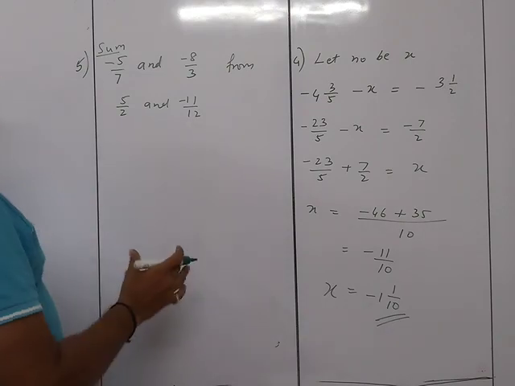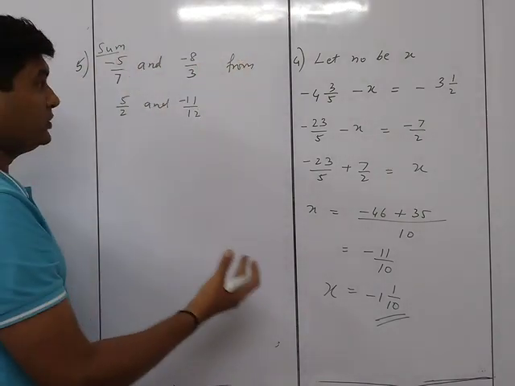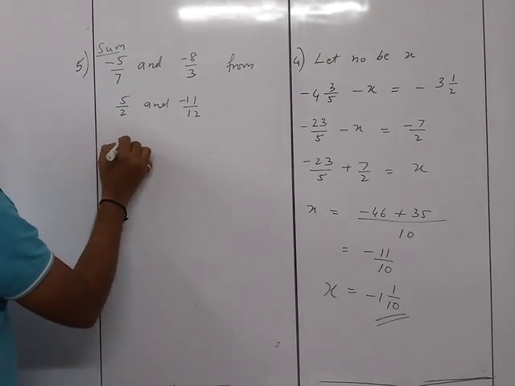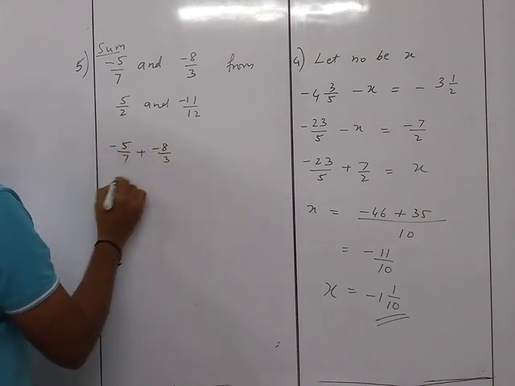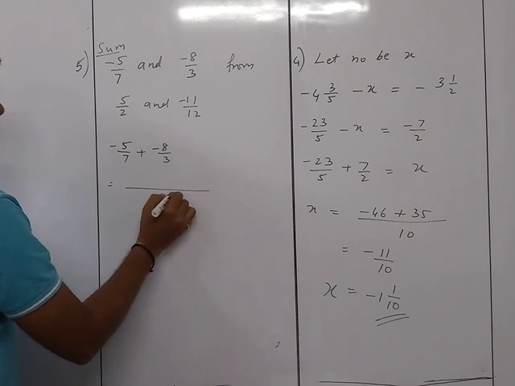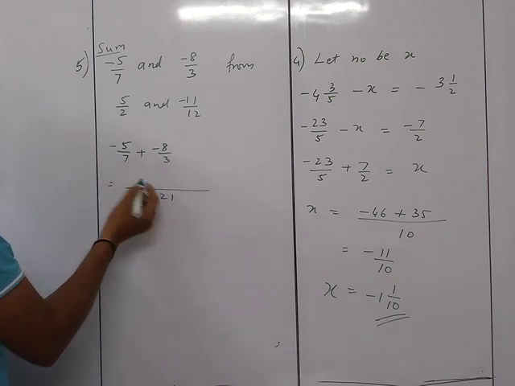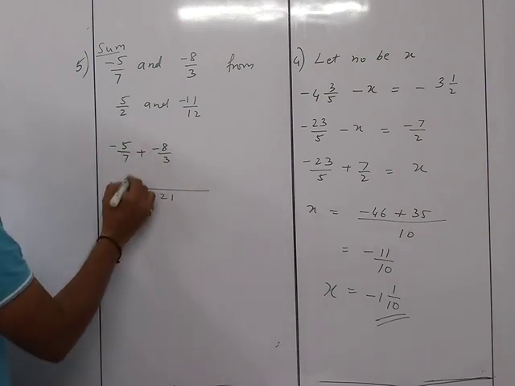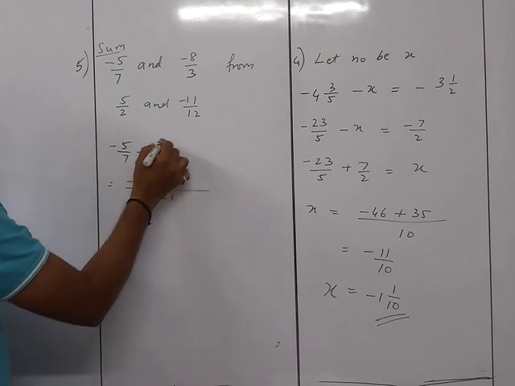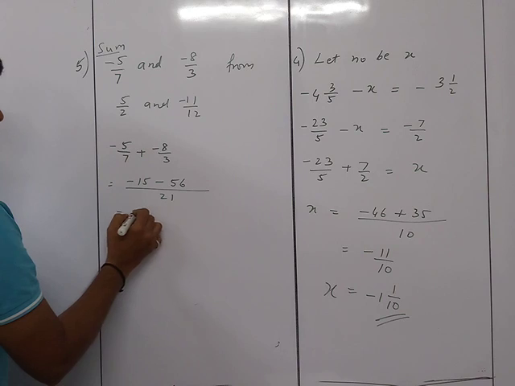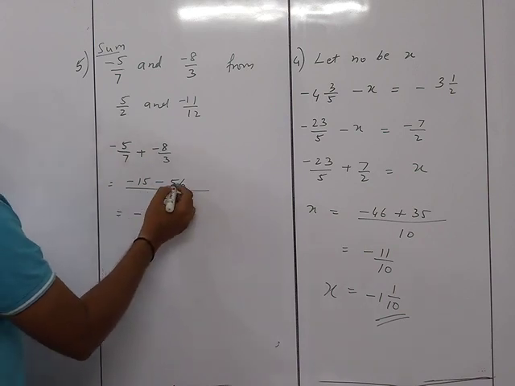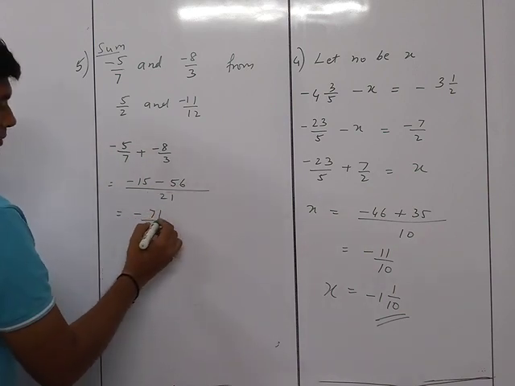First of all, let us find the sum of both the things. The first one is minus 5 upon 7 plus minus 8 upon 3. The LCM of 7 and 3 is 21. So this is multiplied by 3, so minus 15, and this is multiplied by 7, so minus 56. That will give you minus 71 upon 21.